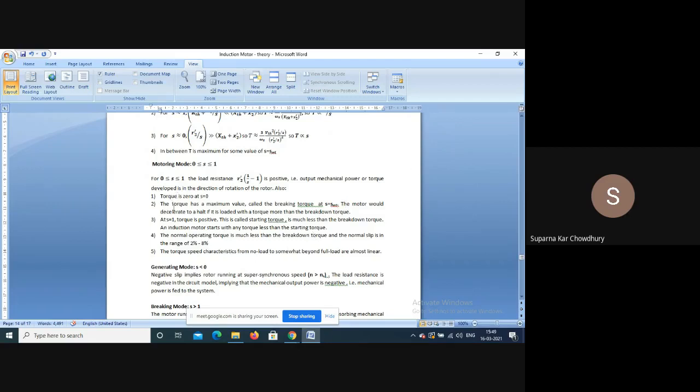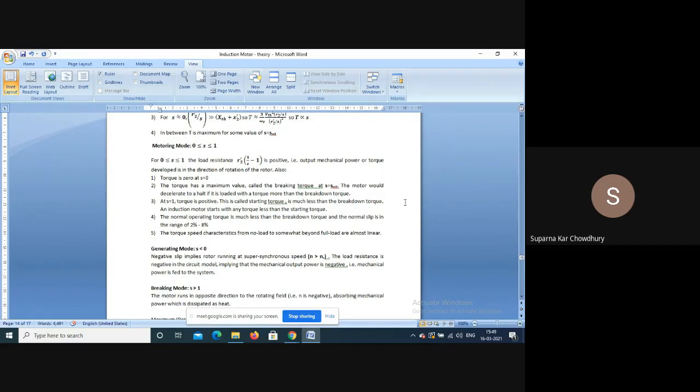So there are other observations. The torque has maximum value for a particular slip, say S is equal to SMT. With this value, the value of torque is called breakdown torque. At S is equal to 1, torque is positive. This is the starting torque.